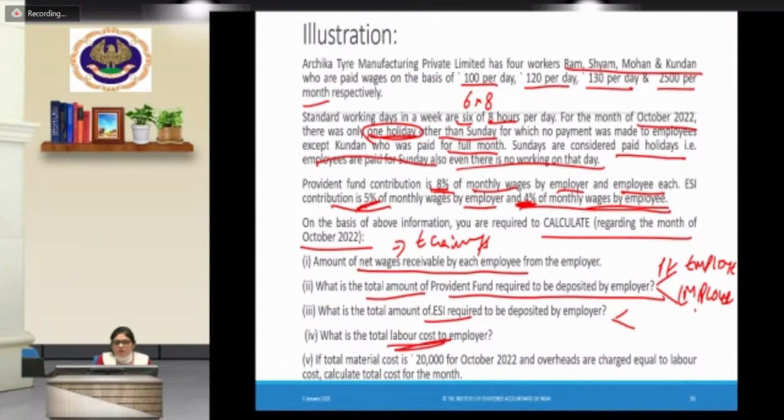Total labor cost. See, there is a difference between earnings and labor cost. First, you have to calculate the earnings of each employee. So how many employees are there? 4. Ram, Shyam, Mohan and Kundan. So make a statement accordingly. Ram, Shyam, Mohan and Kundan. 100, 120, 130.